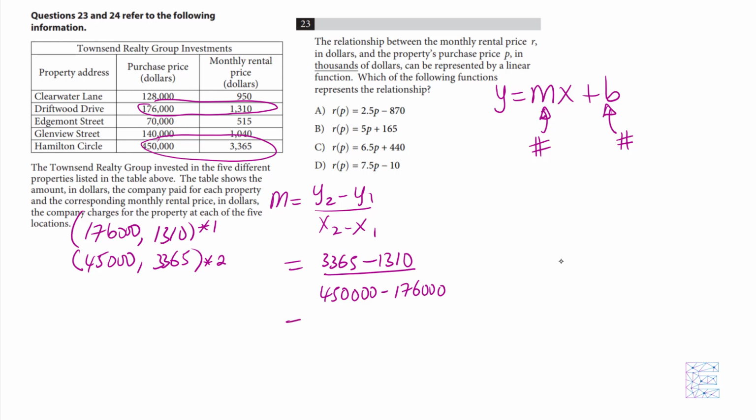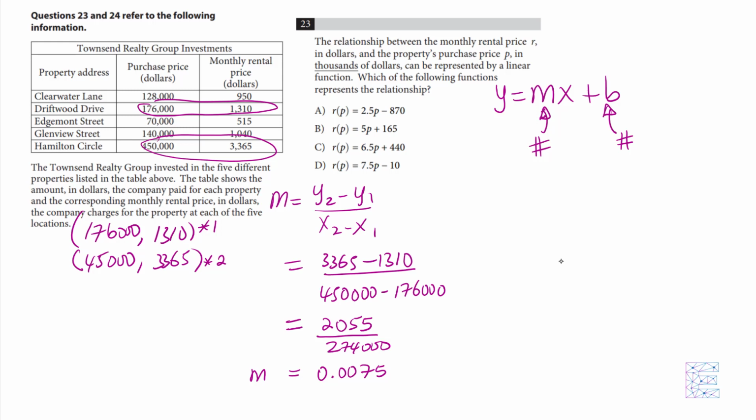So when we continue doing the math here, you'll find that 3,365 minus 1,310 is 2,055. And this is, of course, section 4, so you can use a calculator for this. No harm at all. And then 450,000 subtract 176,000 is 274,000. So a quick division here will end up giving us 0.0075 as our slope.